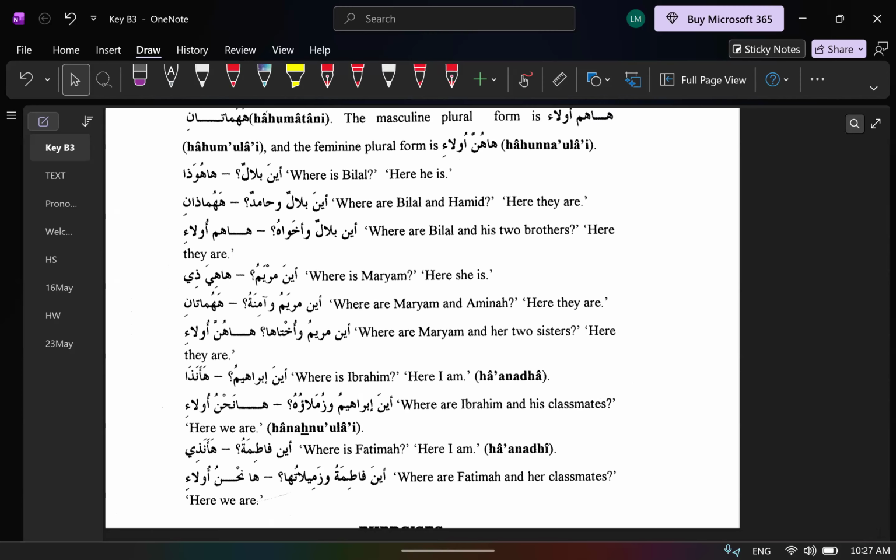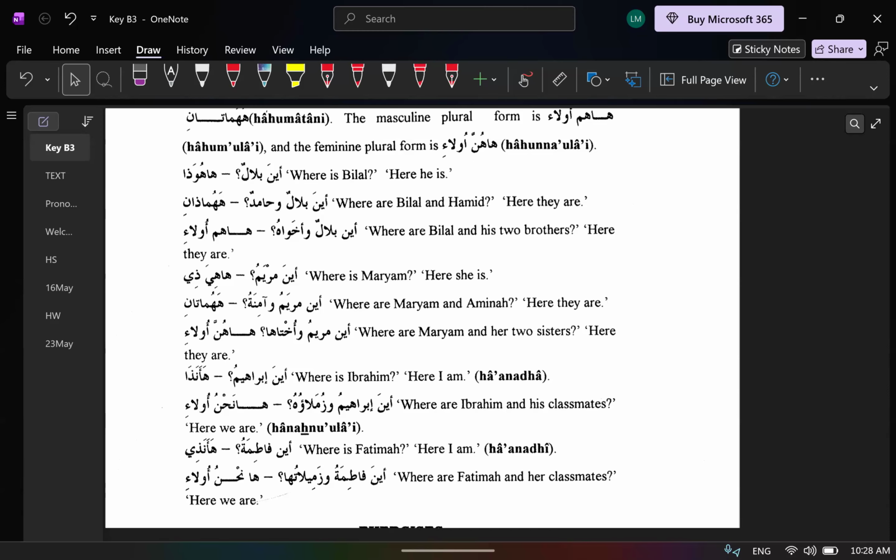So, Aina Bilalun, ha huwaza. Here he is. Aina Bilalun wa Hamidun. Now two of them, so you say ha humazani. Here they two are. Aina Bilalun wa akhawahu. Where is Bilal and his brothers? Ha hum ulai. Here they are. Aina Maryamu, where is Maryam? Ha hiya zi. Here she is. Aina Maryamu wa Aminatu.